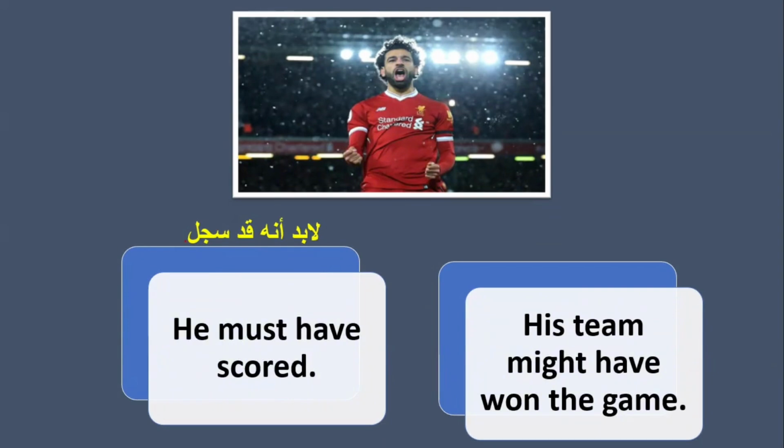His team might have won the game. I'm not sure about this part because the result of the match might be something different, so we're not sure. So we'll use might have and then past participle. Might have won the game. من الممكن أن فريقه قد فاز بالمباراة ومن الممكن ألا يكون قد فاز.